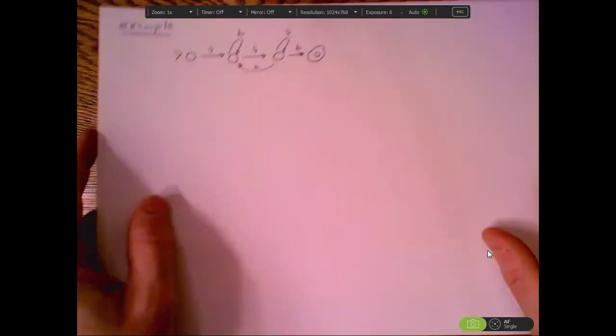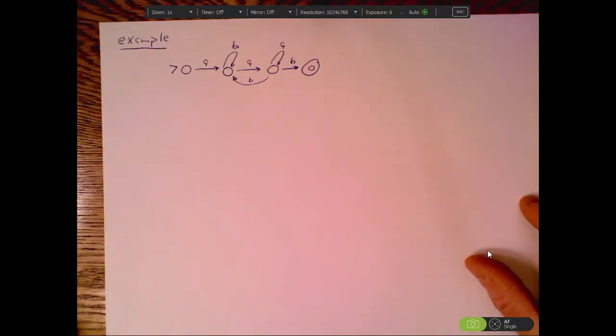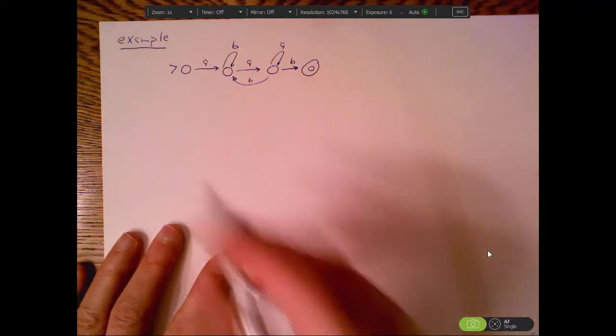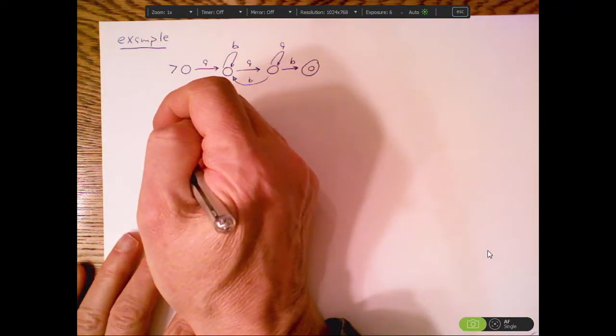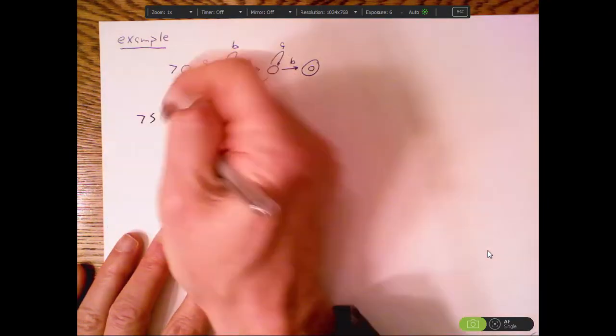Okay, so let me try to run an example here. So if that's my original machine, what am I going to do? Well, the first step is to add the new start state.